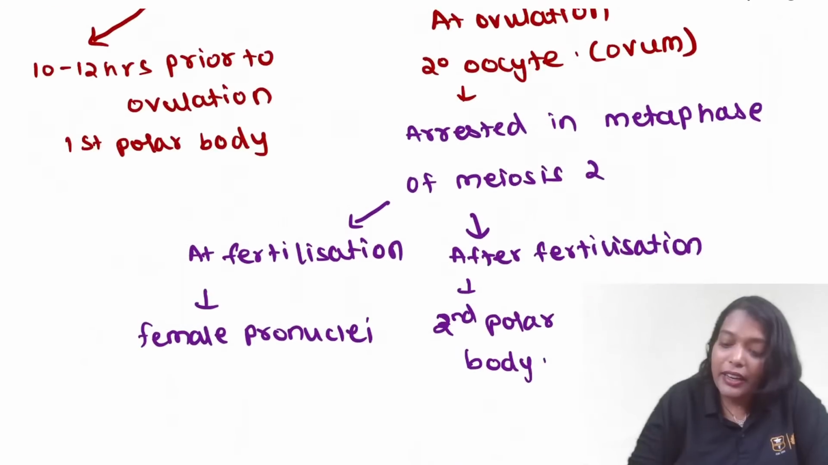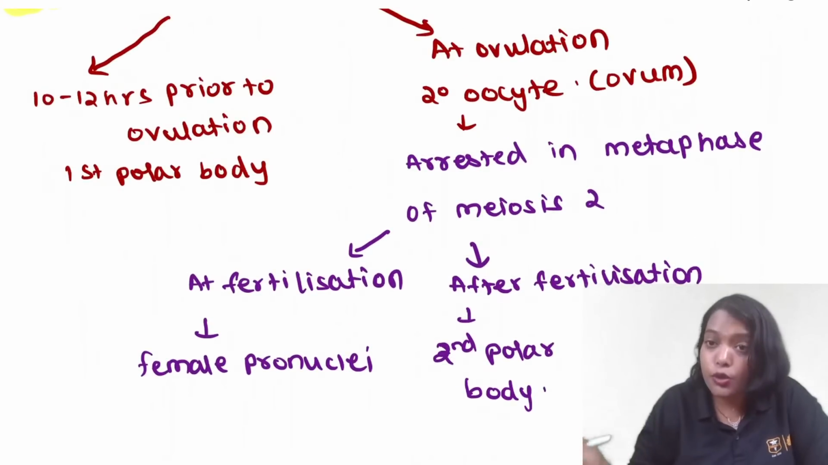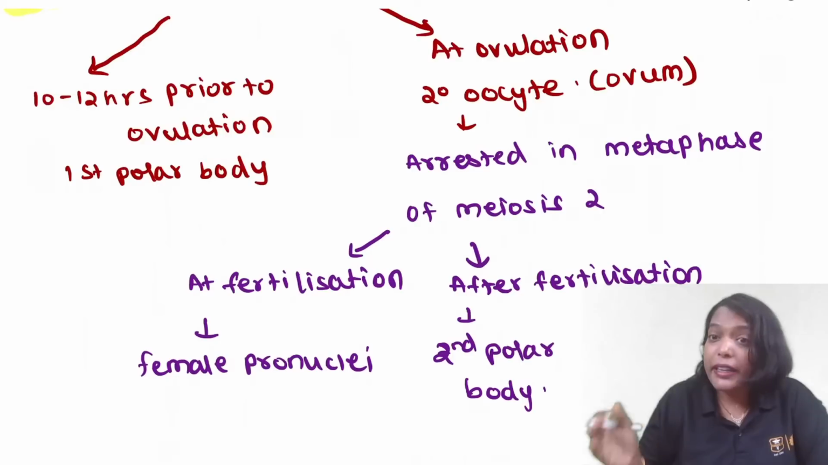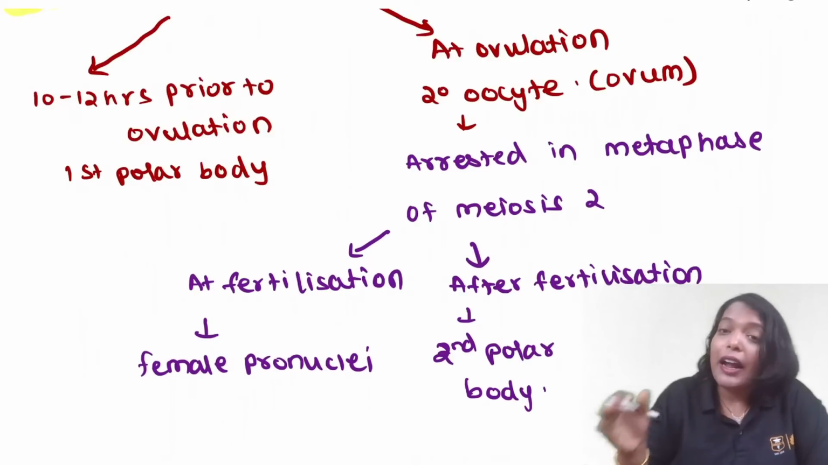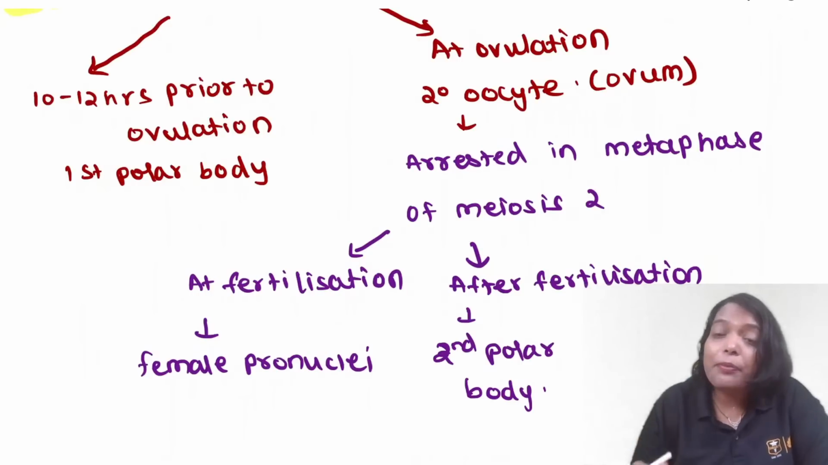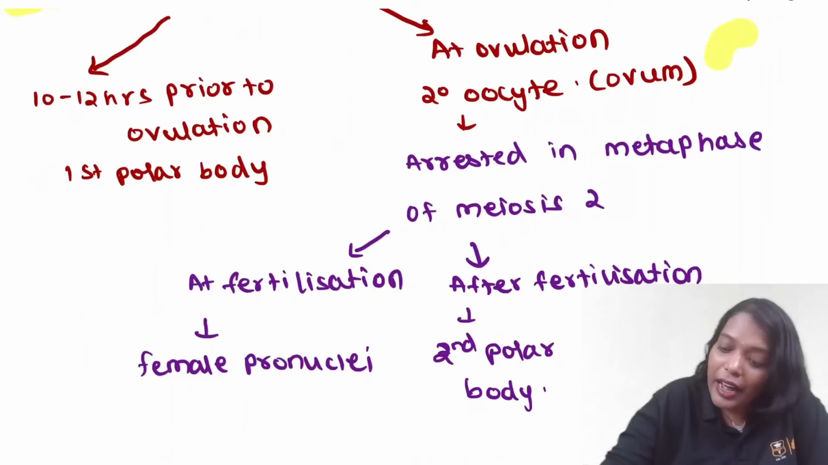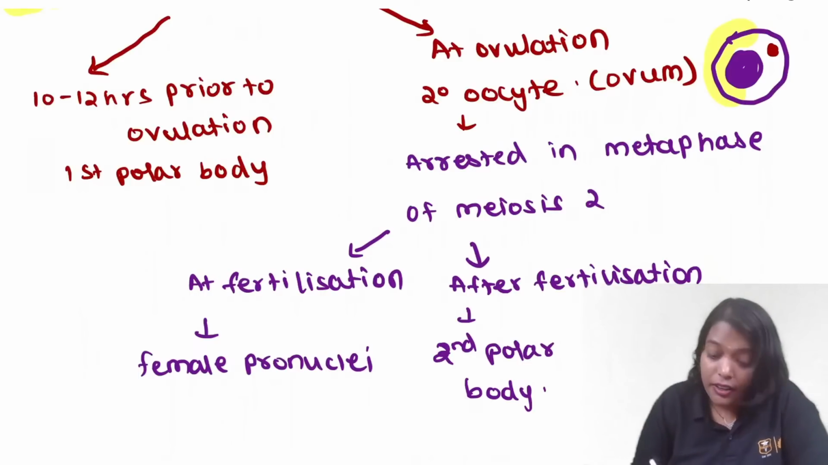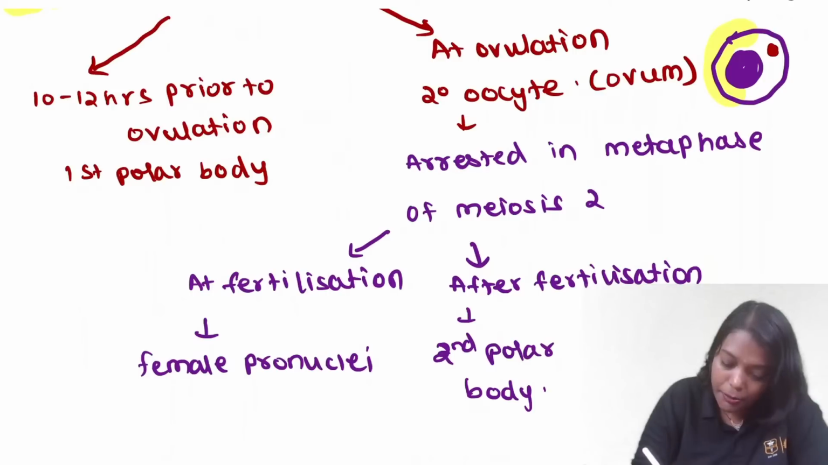This secondary oocyte is arrested in metaphase of meiosis 2, right? At fertilization, it releases the female pronucleus, and after fertilization, it releases the second polar body. Now, how do you differentiate between ovum and female pronucleus? The ovum will have only one polar body in the perivitelline space, whereas the female pronucleus will have two polar bodies in the perivitelline space.